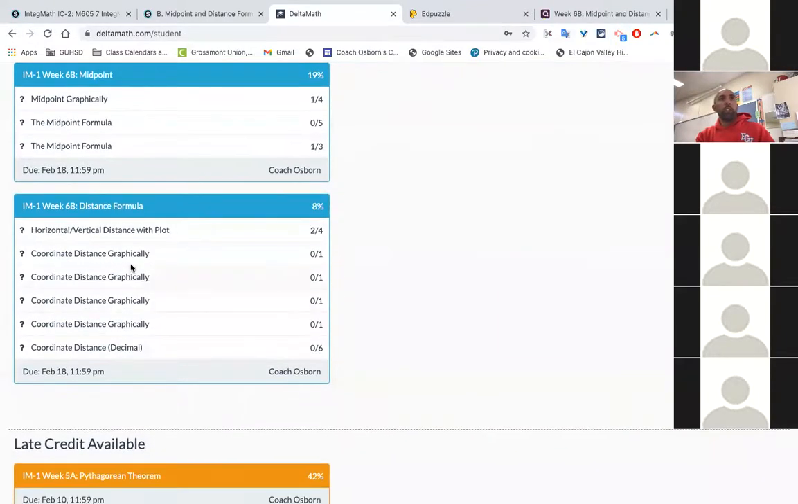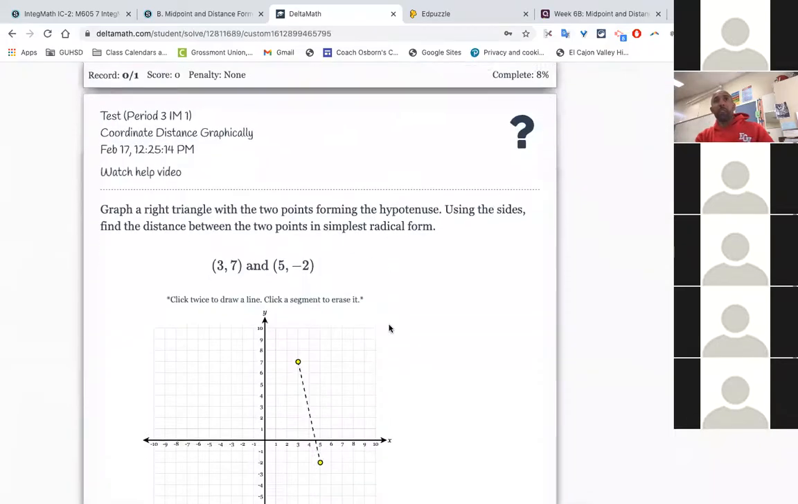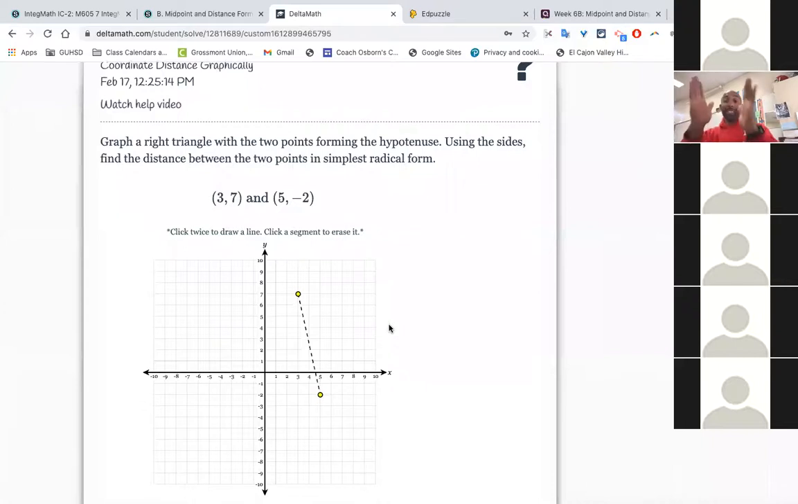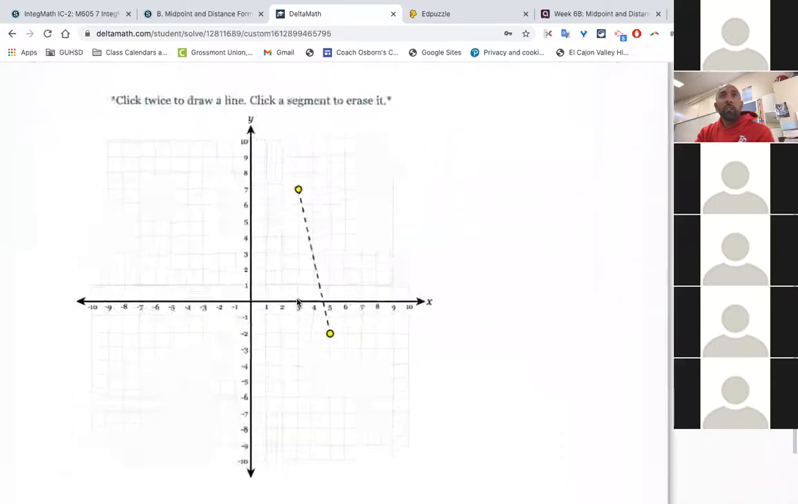Okay, so now the next one. Now you're going to do coordinate distance graphically. And the difference with this one is now the line is diagonal, it's slanted. So it's not going to be as easy as just counting every square. So this is going to kind of guide you, but basically what you're going to do is it says graph a right triangle with the 2 points to form a hypotenuse. So now, if you guessed it, you're going to start using Pythagorean Theorem again. So like we did last week.